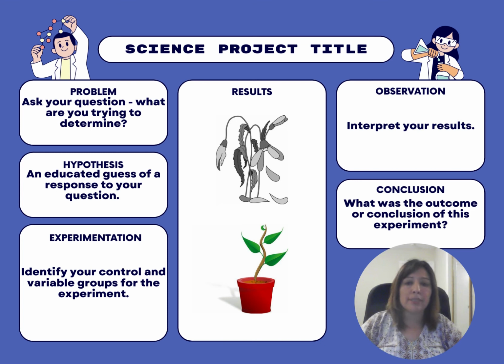So through experimentation, I'm going to identify my control and variable groups for the experiment. The control group is going to be the one that has no changes in the environment. So you're going to have a plant that has no sunlight and no water. Now my variable group is going to be the plant that is exposed to sunlight and it's watered regularly.